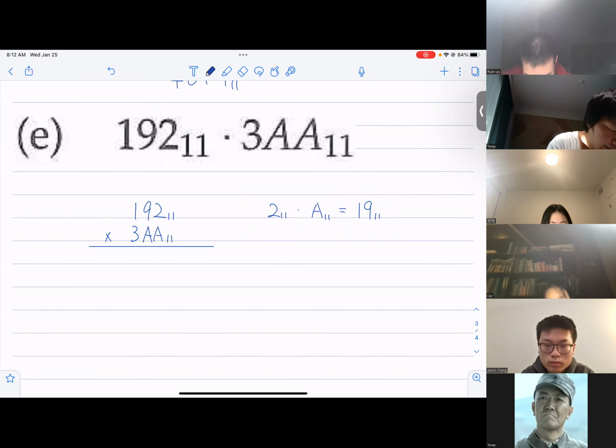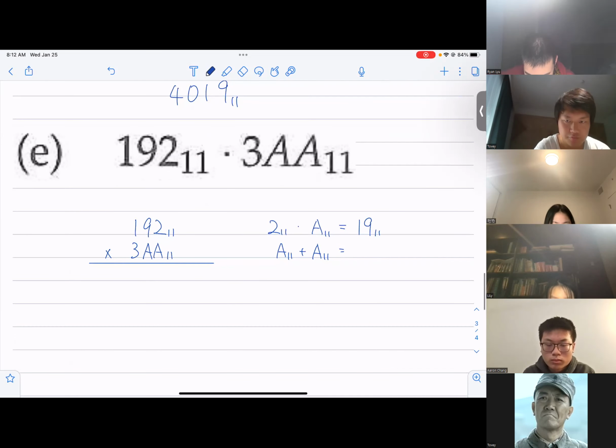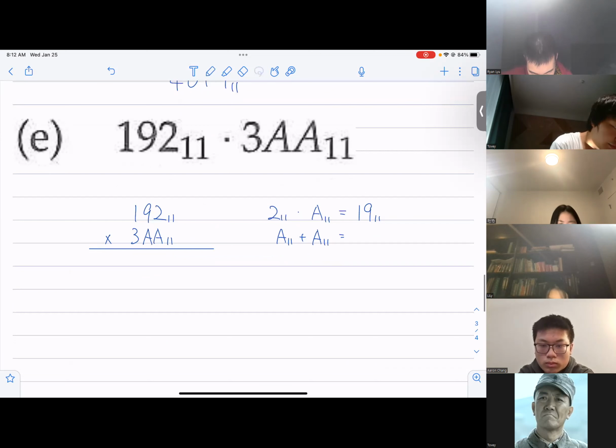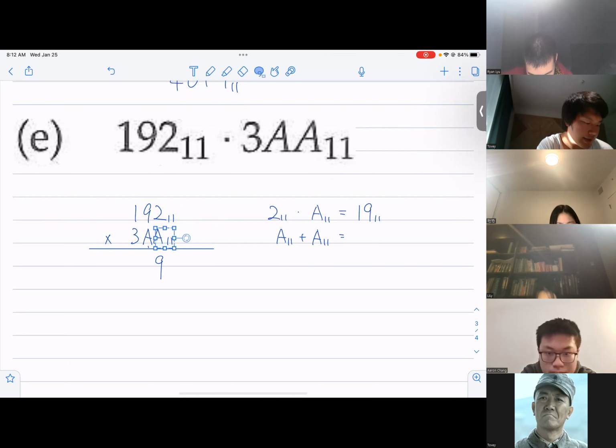This is literally A plus A in base 11, because it's 2 times A, right? 2 times A means A plus A in base 11. And A plus A, you can do anything, like previously we've done addition and subtraction, right? So it's going to be 20, and you're going to carry over, so you have 19. Does that make sense? Everyone, okay? So the first multiplication here, 2 times A, we get 19, so we write a 9 here, and we carry over 1, okay? The next stuff we have is 9 times A.